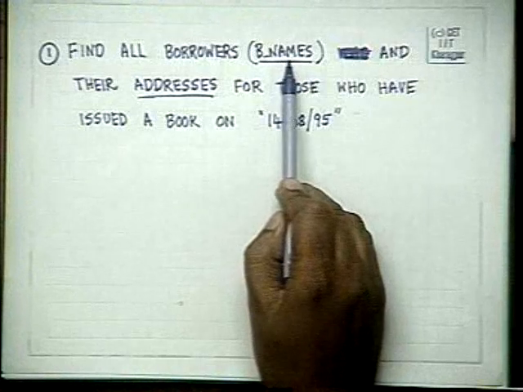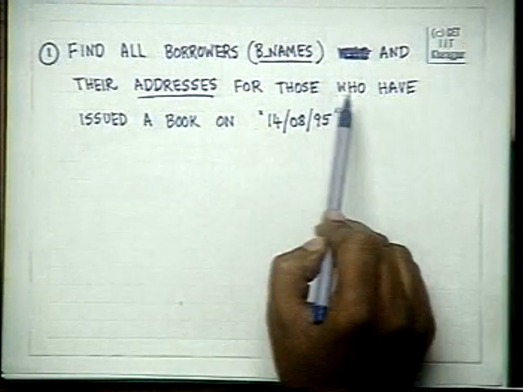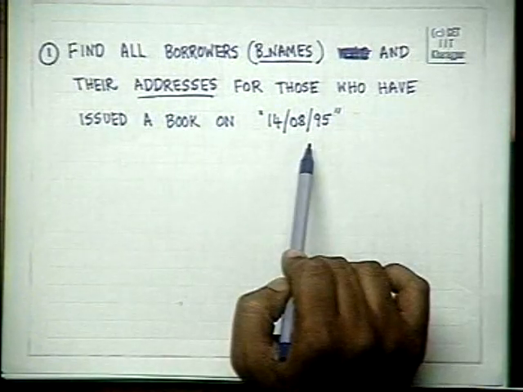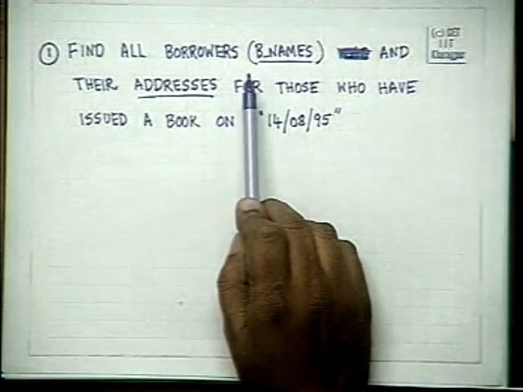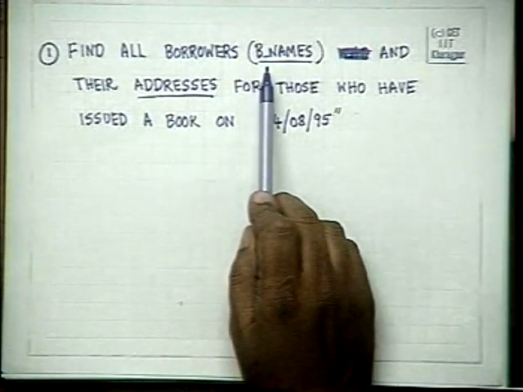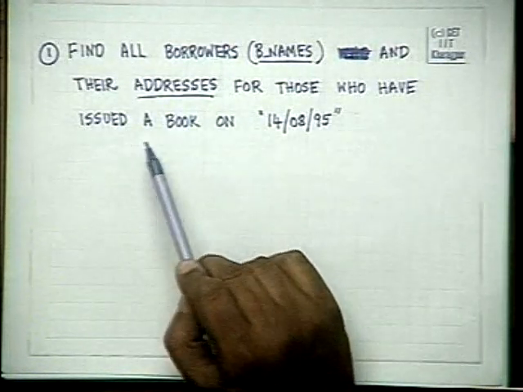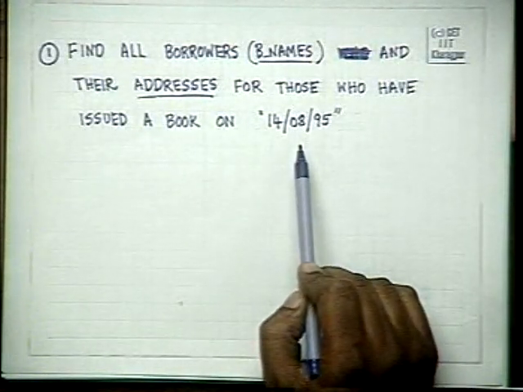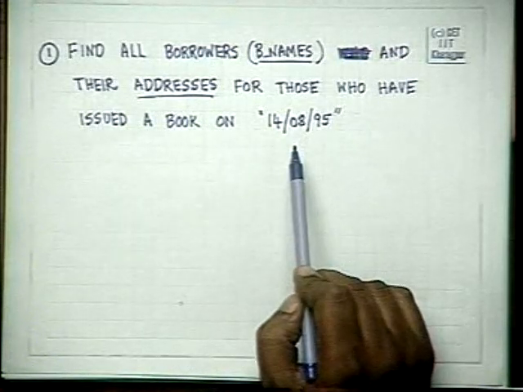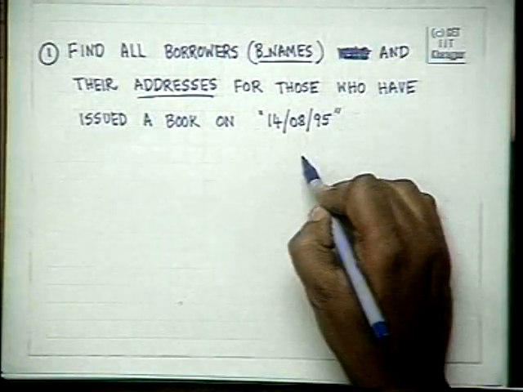Now this one, however, we have to find borrower name and addresses for those who have issued a book on 14/8/95. Now from the user relation we will get the card number, B name and B address. We will not be able to get the date of issue of a particular book. That will be available from the borrow relation. There are two relations.